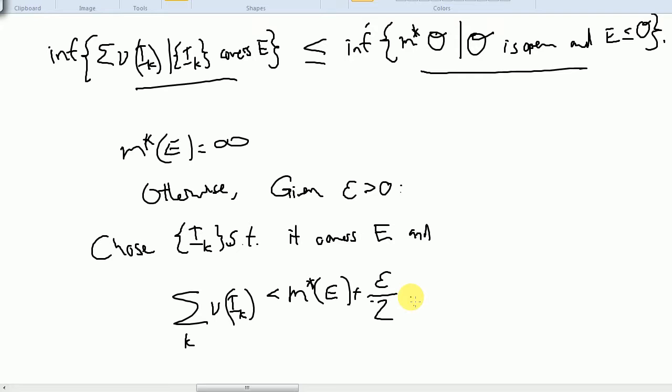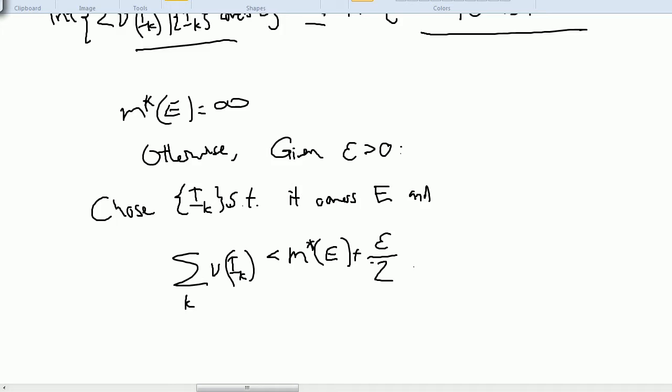Epsilon over 2. Alright, now, it's almost tempting to think that we could get one equal to M star of E. Right, but we can't actually do that because M star of E is the infimum of all of these covers. There isn't necessarily a cover that actually has that measure. We can just get arbitrarily close to it from above.